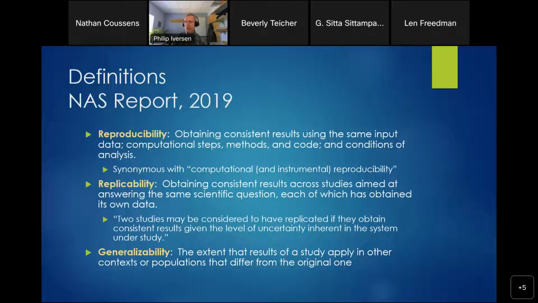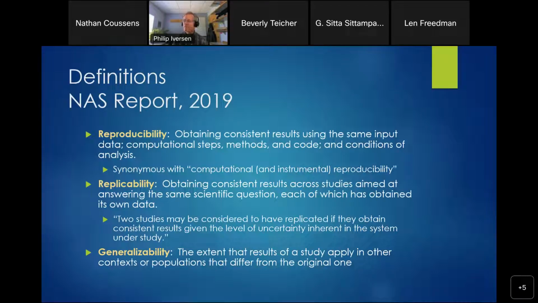There's also this notion of generalizability, which they say is the extent to which results of a study apply in other contexts or other populations that differ from the original one. This might sound like robustness, but I think it's distinct from that. And I'll come back to that possible difference later and my thoughts on that.